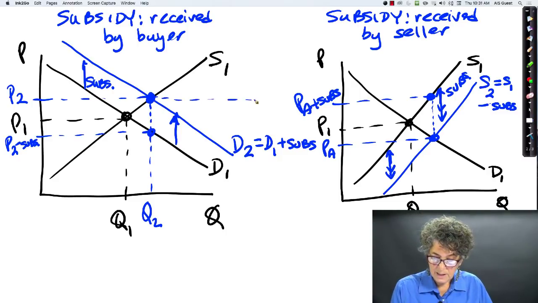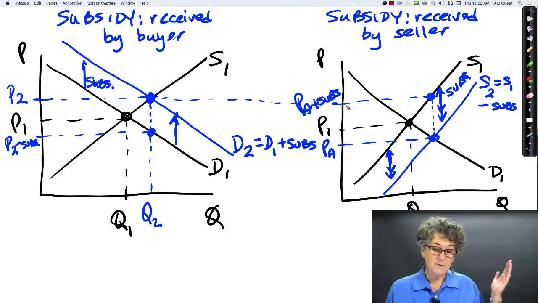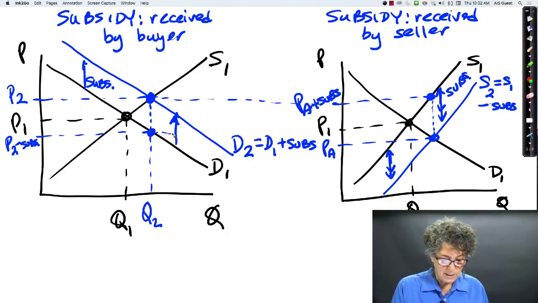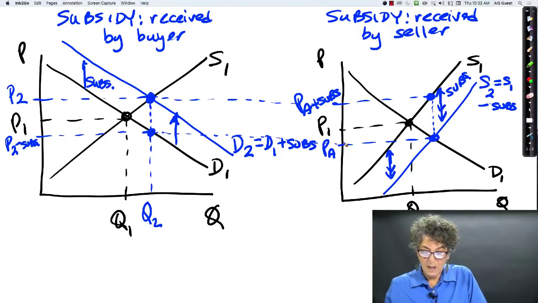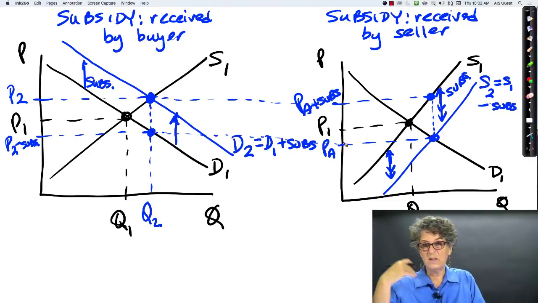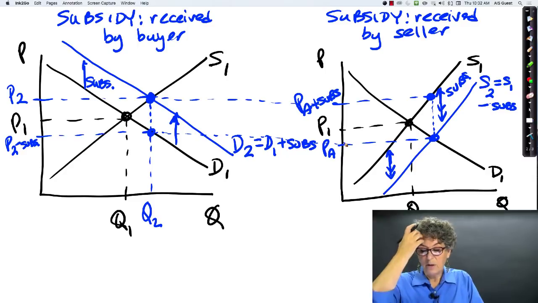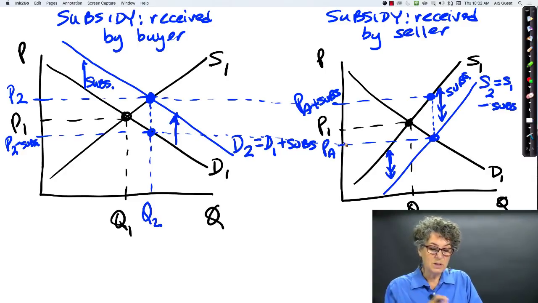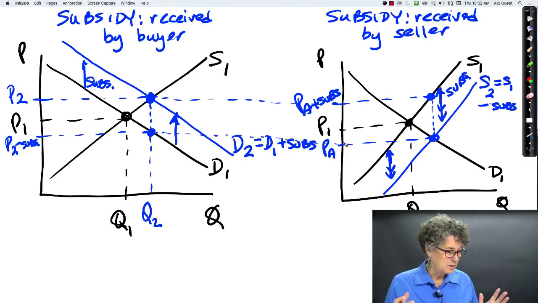And what we have is that that price P2 that we had on the left-hand graph is the same as price PA plus the subsidy. The price P2 minus the subsidy, with a little bit of license there, is the same as the price PA. So it doesn't matter in terms of the effect on the price paid by the buyer. It doesn't matter in terms of the price that's received by the seller. Those are going to be the same, whether we model this as the subsidy received by the buyer or received by the seller. Okay, so that was the first step.